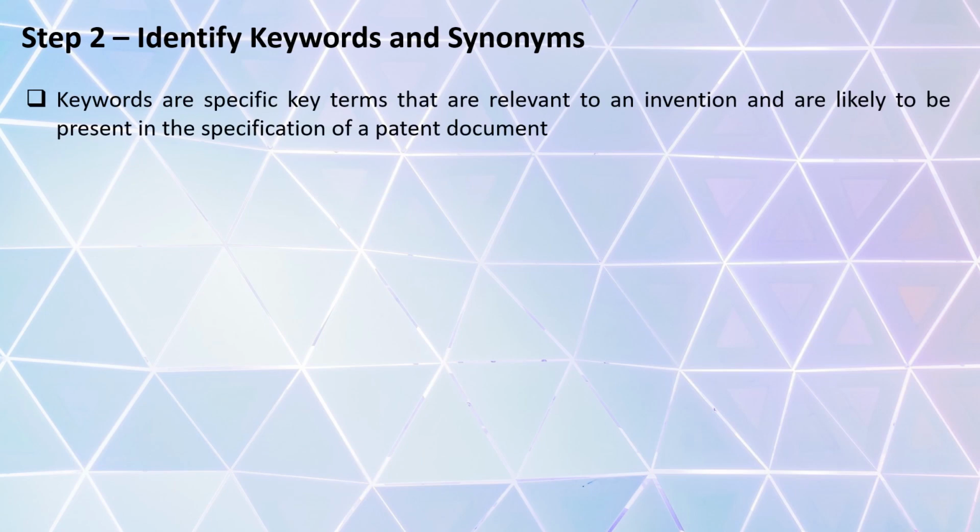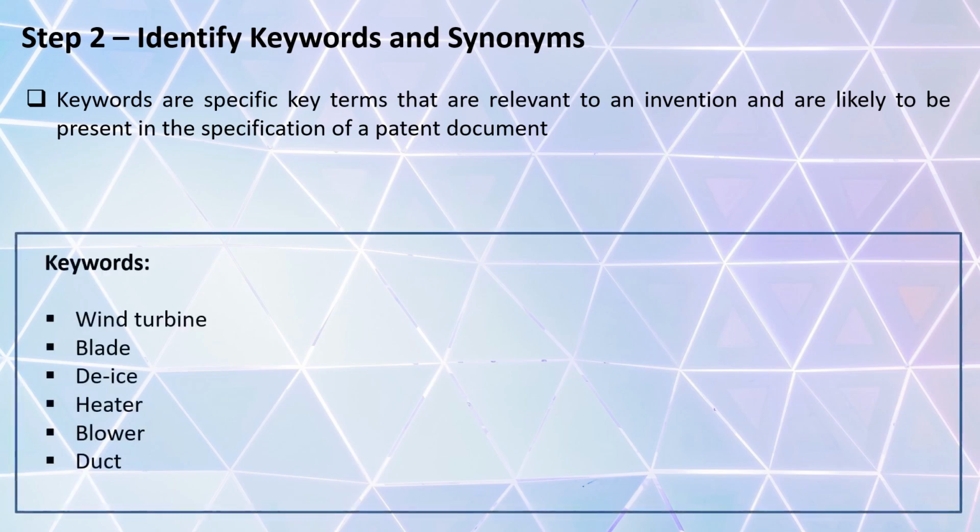Now what are keywords? Keywords are specific key terms that are relevant to an invention and are likely to be present in the specification of a patent document. Okay? So what that means is, when you are reading a patent application, there might be specific terms which are used to describe that invention, and those important terms are referred to as keywords.